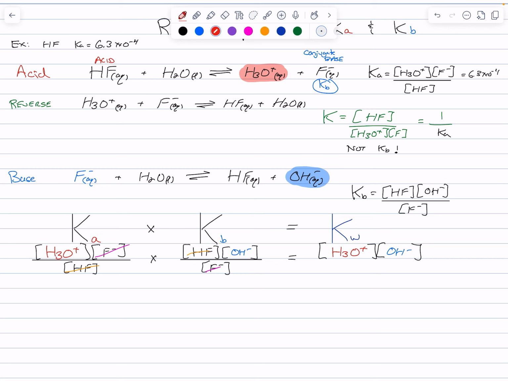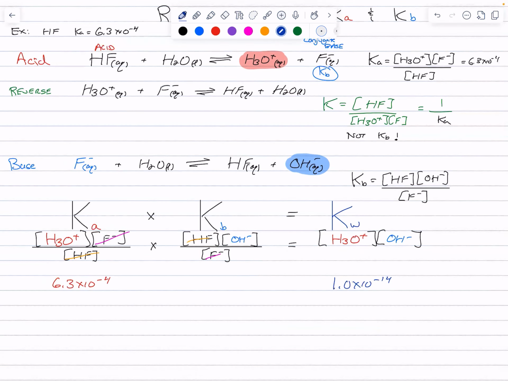So if we know Ka is 6.3 times 10 to the negative 4th, and we know Kw is 1.0 times 10 to the negative 14th, we can quickly figure out that Kb would be 1.0 times 10 to the negative 14th divided by 6.3 times 10 to the negative 4, which means Kb would be 1.6 times 10 to the negative 11th, which kind of makes sense. The bigger Ka is, the smaller Kb is going to be.